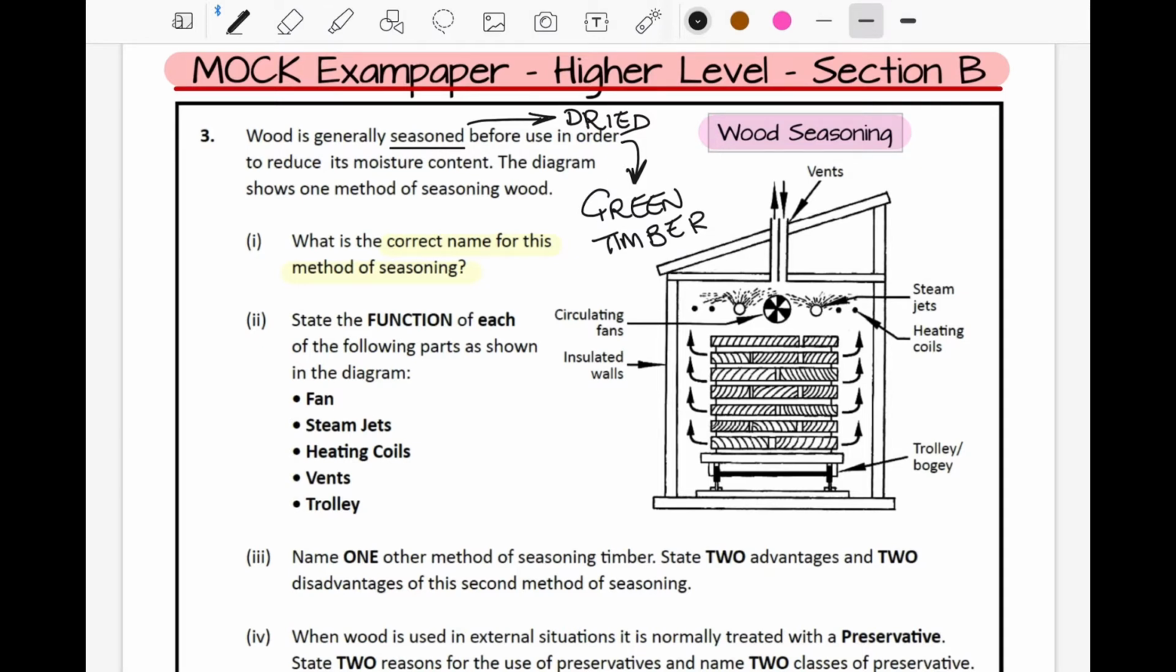So what are we actually asked? It says that the diagram shows one method of seasoning wood, and part 1 asks what is the correct name for this method of seasoning. Then we're asked to state the function, and they've the word function highlighted in bold, of each of these 5 items: the fan, the steam jets, the heating coils, the vents, and the trolley. What does it mean by function, really? Well, what does it do?